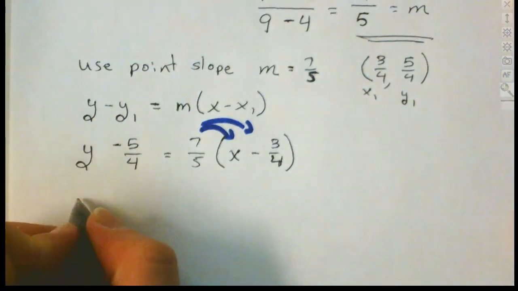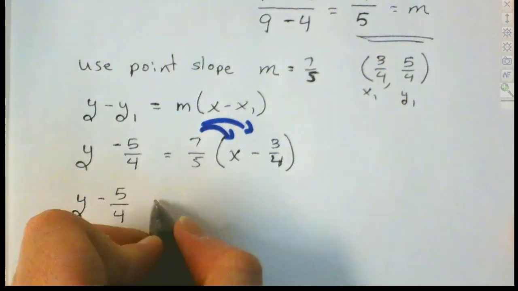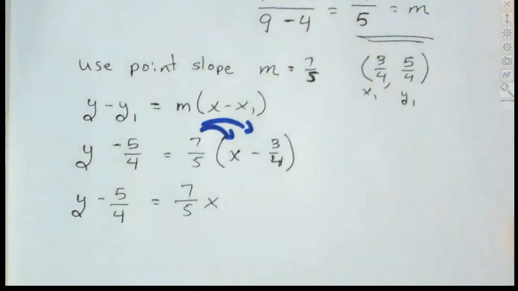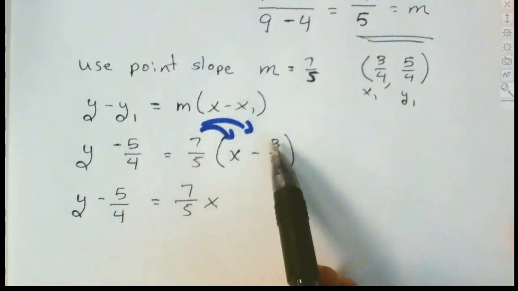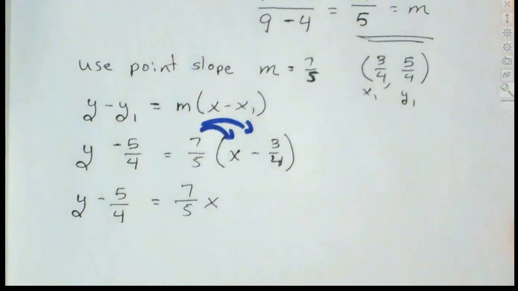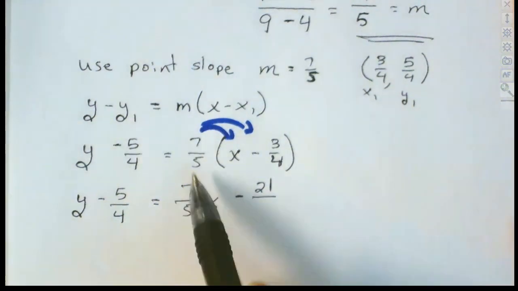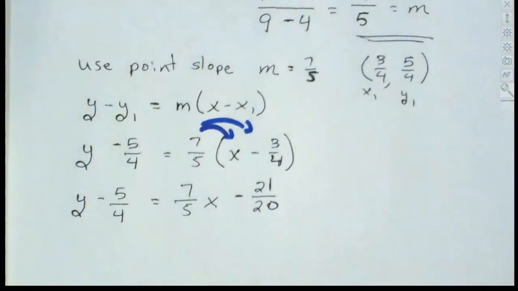Copying down the left-hand side, we have y minus now 5/4, so that stays there. Then we have a 7/5 x. And what do we do when we multiply through with this fraction? Numerators multiply, denominators multiply. So 7 times 3, that negative is going to come down with it. 7 times 3, well, that's going to be your 21. 5 times 4, that's a 20. So I am going to leave this for you to work with.